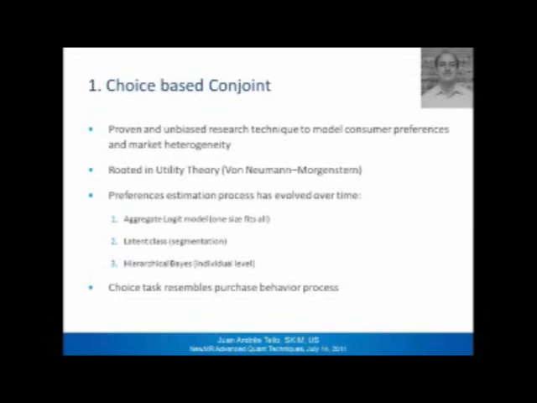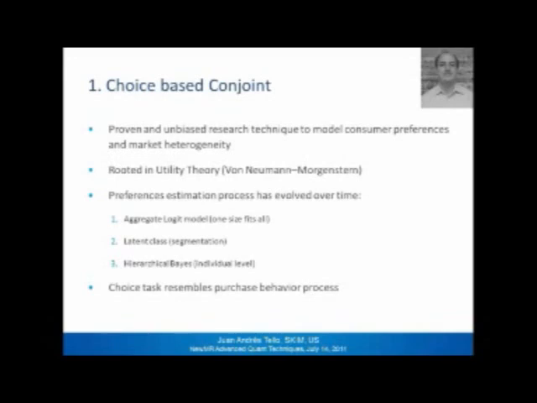But the nice thing about conjoint is that it has evolved over time, and now the estimation process of the preferences, or the utilities as we like to call them, has evolved over time. At the beginning, it was a one-size-fits-all model. So for your whole sample, you would have one set of utilities, one set of preferences. Then we moved on into latent class, which allows you to work with segments. And now, as of recent, the past decade or so, we work with a hierarchical Bayes, which allows you to estimate utilities at the individual level.